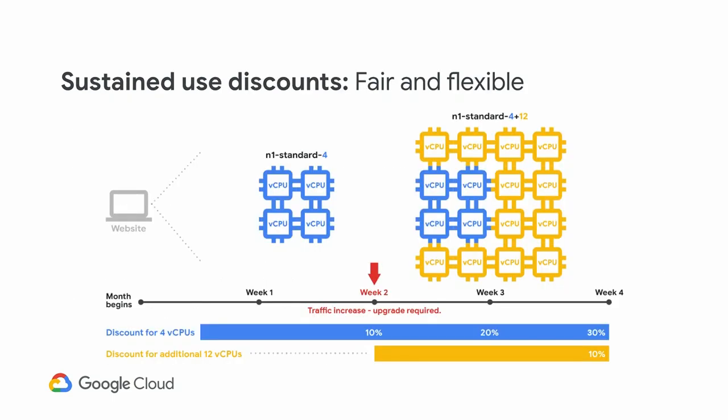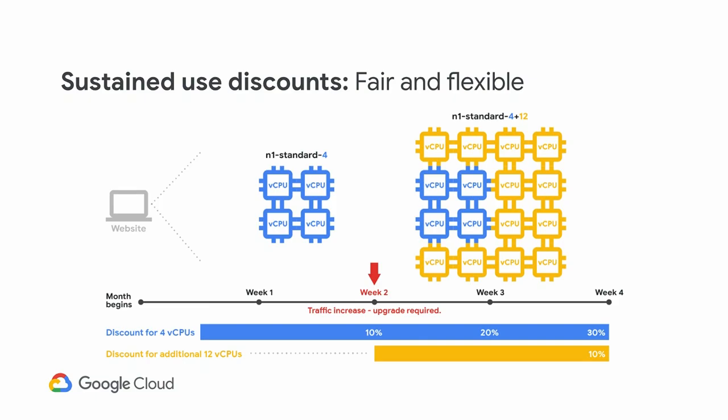So I think an example might make this a little clearer. You're running an N1 standard 4 for half a month, and then there's some event, you get a whole bunch of new traffic, and as a result, you increase the size of your VM to an N1 standard 16. It's only fair: you ran 4 cores for the entire month, right? So sustained use discounts will give you a 30% discount on those 4 cores. And for the remaining 12 cores that got added as part of the N1 standard 16, that ran for half a month, so you'll get around a 10% discount, which is the half-the-month type discount.